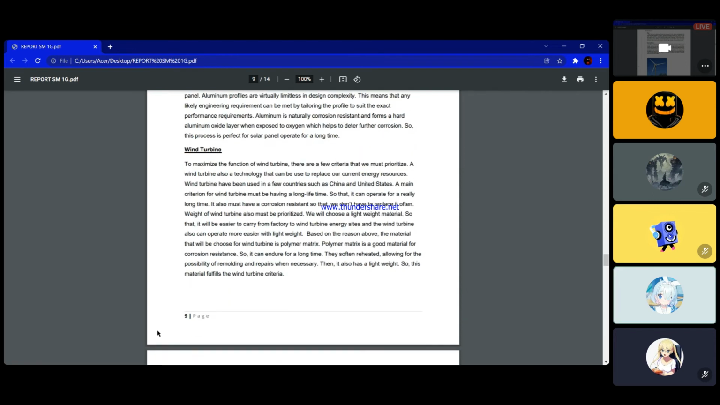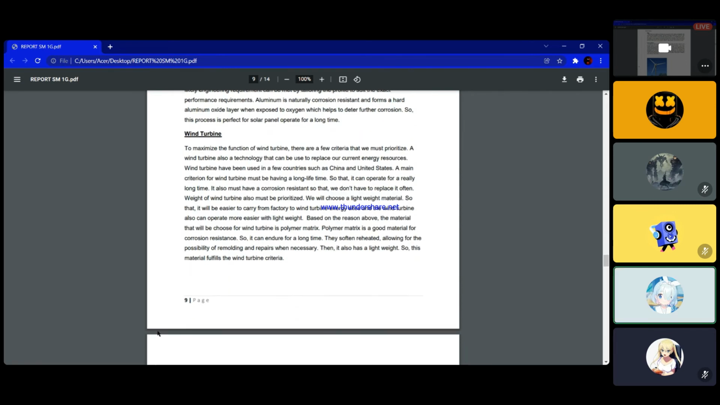For wind turbines, to maximize the function of the wind turbine, there are a few criteria that we must prioritize. A wind turbine is also a technology that can be used to replace our current energy resource. Wind turbines have been used in a few countries such as China and the United States. A main criterion for a wind turbine must be a long lifetime, so that it can operate for a really long time. It also must have corrosion resistance so that we don't have to replace it often. Weight of the wind turbine also must be prioritized.